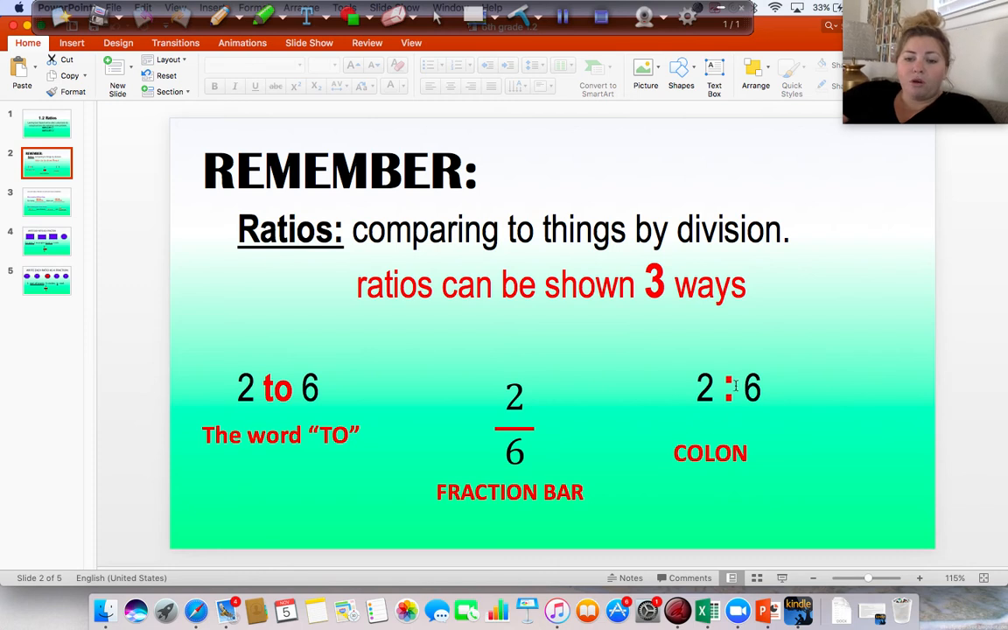And then also with a colon in between the two numbers. 2 to 6 can also be written as 2 on the left, 6 on the right, with a colon in the middle. So using the word "to," using a fraction bar, or using a colon. Those are the 3 ways that ratios can be written. Most of the time, the way we will be using ratios is with a fraction bar. So we will see it most of the time this way. But just keep in mind that you could write it with the word "to" in between, and you also could write it with a colon.